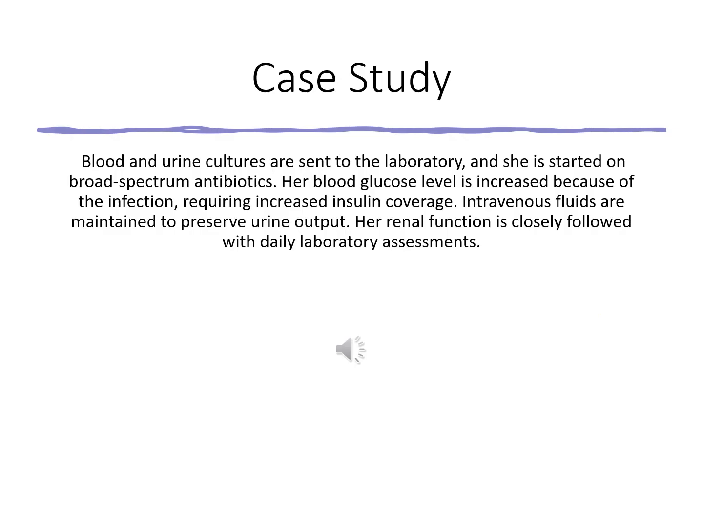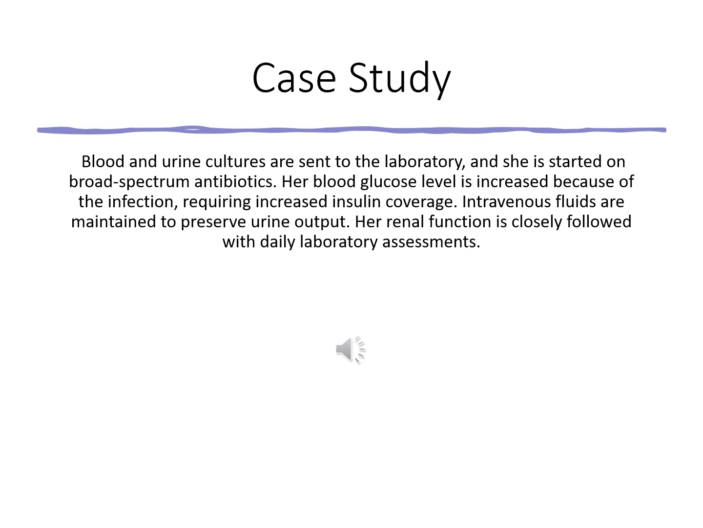So blood and urine cultures are sent. She started on antibiotics. Blood glucose level is increased because of the infection, requiring insulin coverage. One thing you will see in the hospital is we don't tend to use as many anti-diabetic medications. We do use insulin because we have a little more immediate control of what's going on.